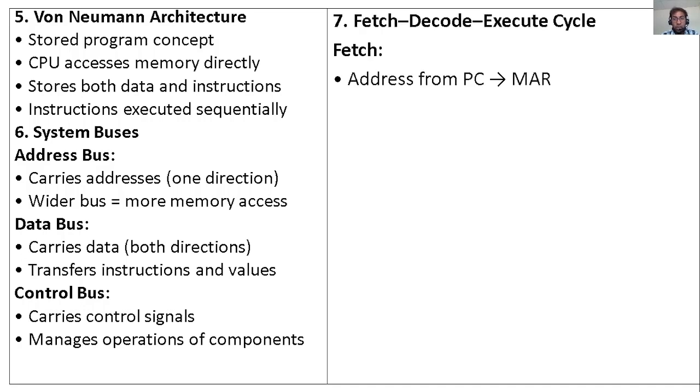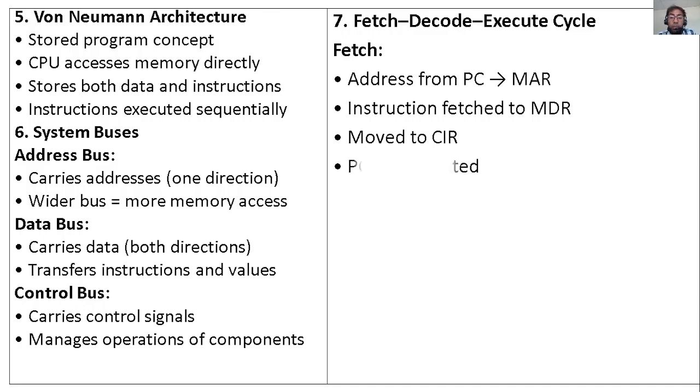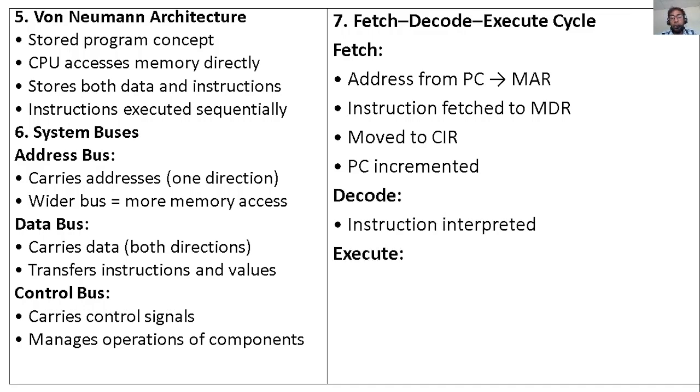Then there is the fetch decode execute cycle. How to fetch: the address is fetched from the program counter, as it holds the address of the next instruction. Then the instruction is fetched to the MDR, and then it is moved to the CIR, and the program counter is incremented. The CU decodes the instruction by picking it from the CIR, and then execution is carried out by the CPU.